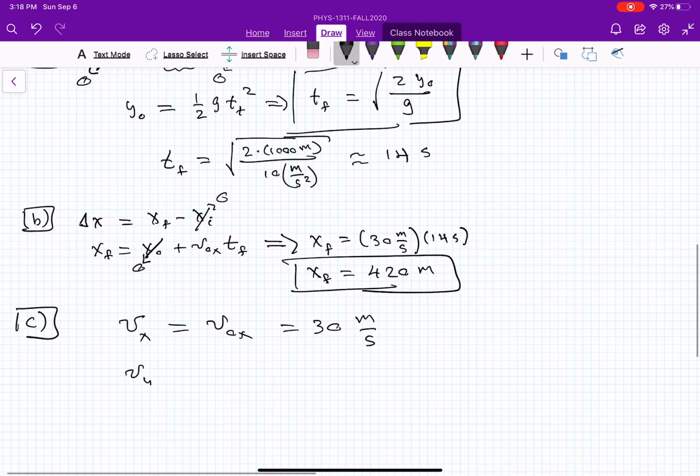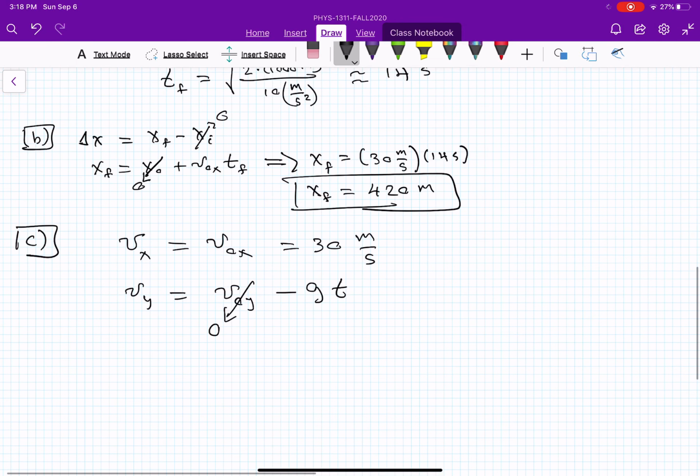I know Vy is equal to V0y minus gt. Well, V0y was 0 because the initial velocity is purely horizontal. And so I know gt as well. And I could go ahead and evaluate this at the final time. But let's go ahead and keep this in terms of formulas for a minute. So V vector is equal to V0x x hat minus gt y hat.